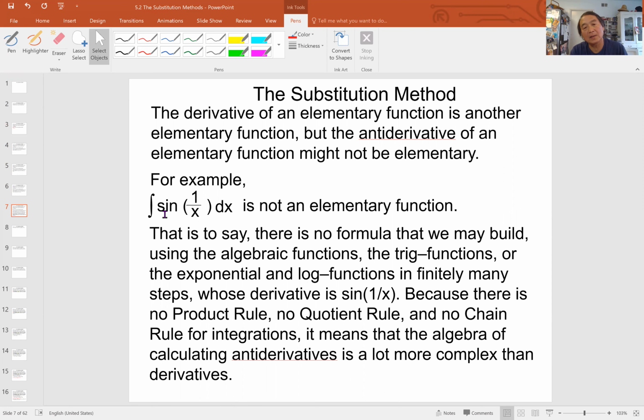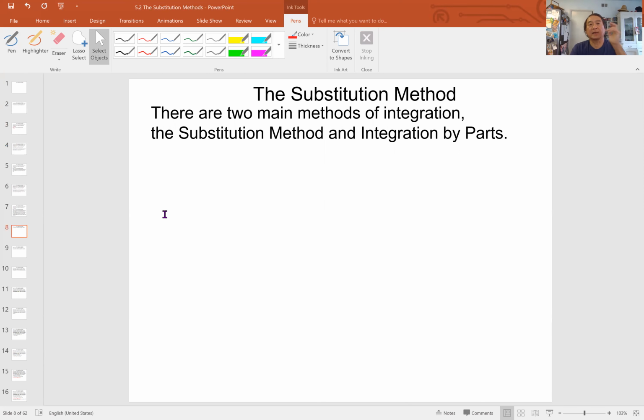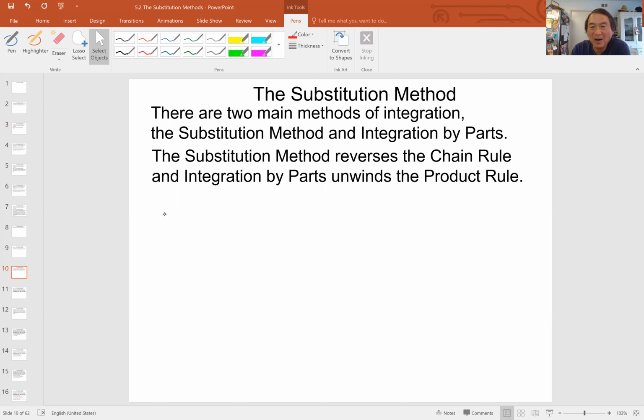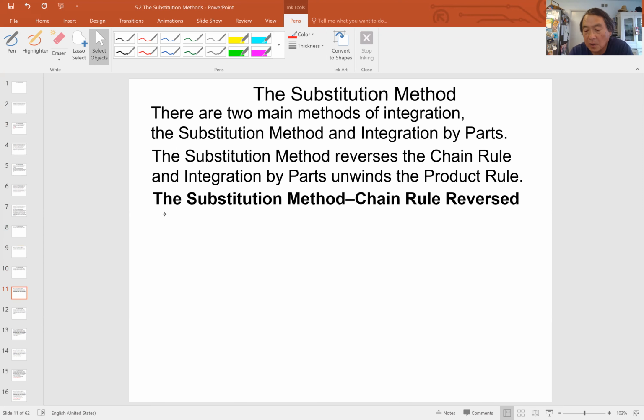The algebra for antiderivatives in general is a lot more complicated. There are two methods, as I said: the method of substitution and the method of integration by parts. The substitution method reverses the chain rule, and integration by parts is a kind of twisty way of unwinding the product rule. We will see that next semester. Other than that, these are the rules. So we're going to talk about substitution.